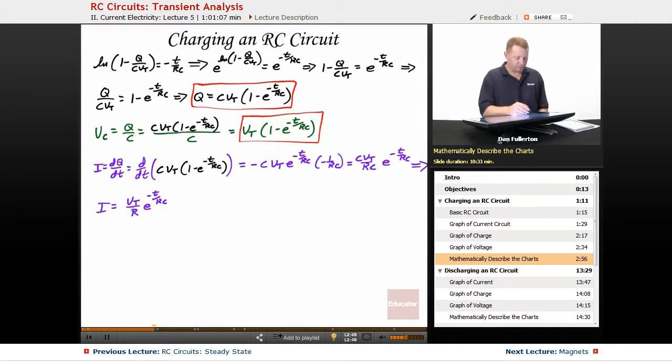Oh, but by the way, VT over R, that was our initial current. So I is actually equal to its initial value times e to the minus t over RC. So we were able to find the values for the current, the voltage, and the charge on the capacitor, all as functions of time, much more exactly. And you see this exponential relationship over and over again, where again, RC is your time constant tau. So sometimes you'll actually even see this written as, instead of e to the minus t over RC, you'll see it written as e to the minus t over tau.